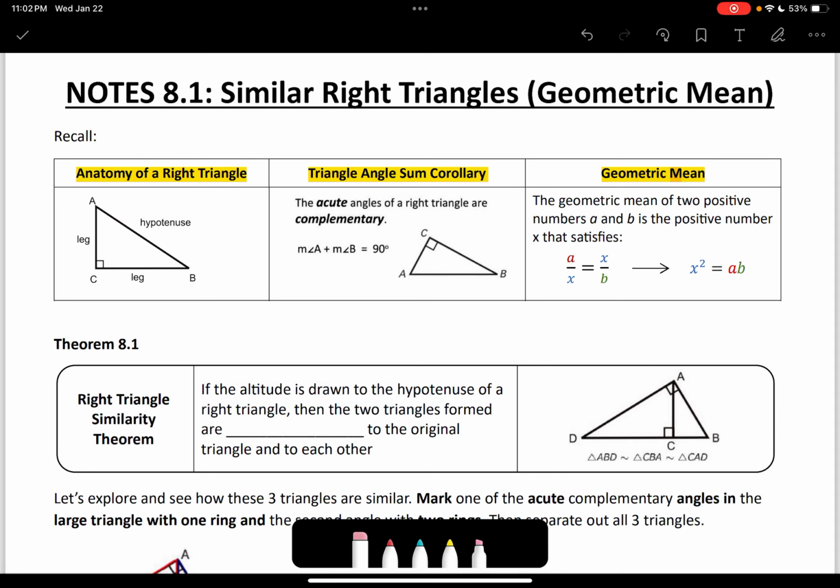All right, guys, so this video is going to cover notes 8.1, going over similar right triangles, and what you'll realize is we're pretty much doing geometric mean for these types of problems. So to start off the notes, we just want to recall some important pieces of information here.